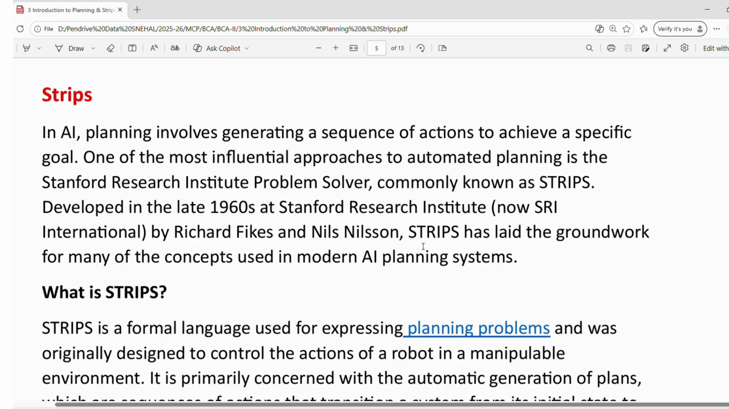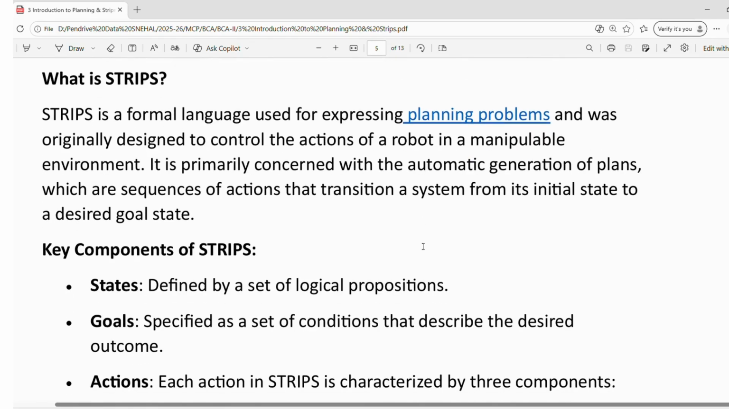developed in the late 1960s at Stanford Research Institute by Richard Fikes and Nils Nilsson. STRIPS has laid the groundwork for many of the concepts used in modern AI planning systems. Okay, so let's just understand what STRIPS is.